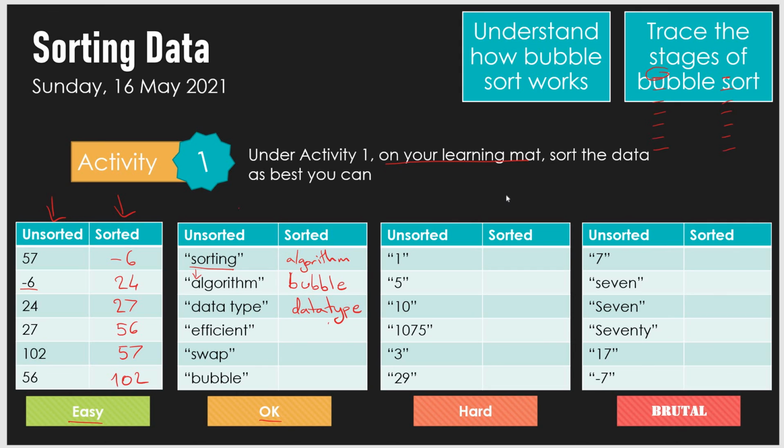After data type, you would have efficient. And now we have two words with the same starting letter, swap and sorting. This is where the computer would then look at the second letter and decide based on that where it goes on the list. So sorting would go first and swap would go second. So here is a sorted list in ascending order of the words on the left hand side.